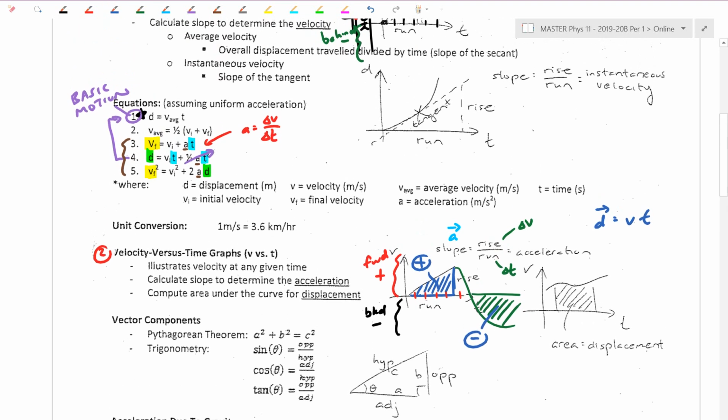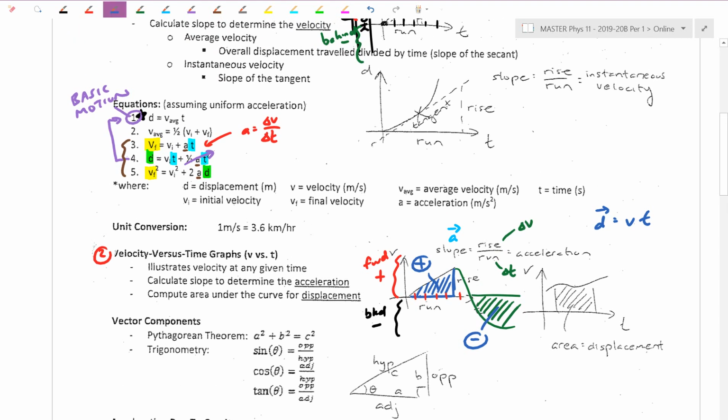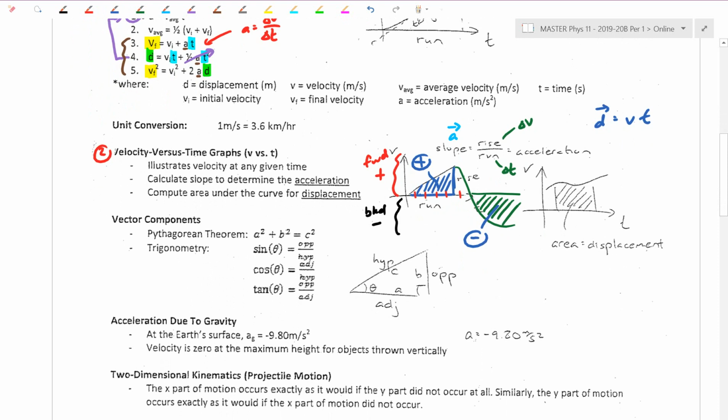Okay, you may already be familiar with position-time graphs. Usually I find people have a little bit more trouble with the velocity-time graph.